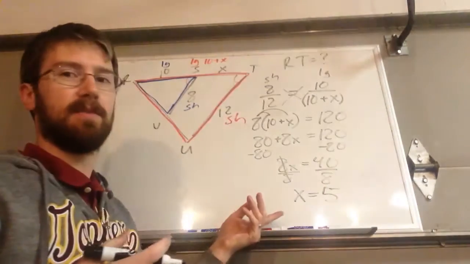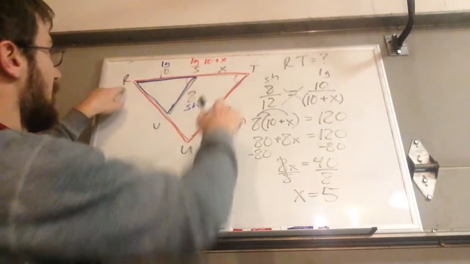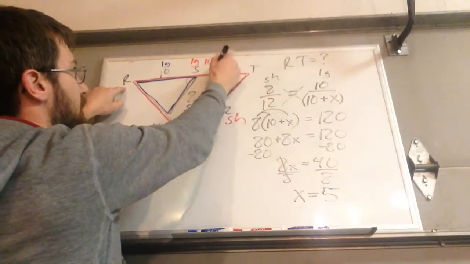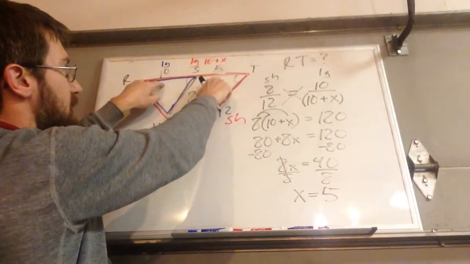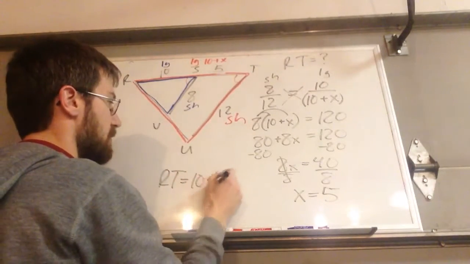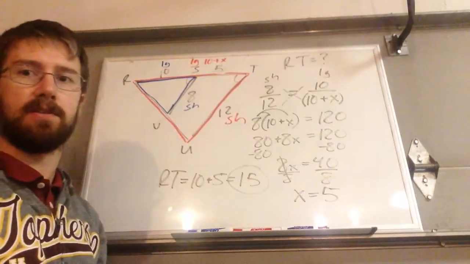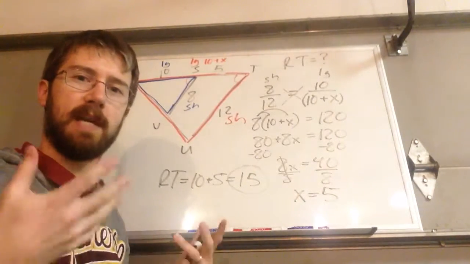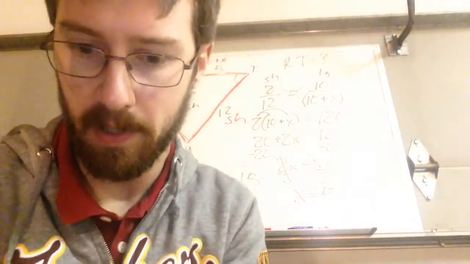No, this doesn't answer the question quite yet because it's asking what is the distance from R to T. If x is equal to 5, then part of RT is 10, part of RT is 5, so RT equals 10 plus 5, which is 15, and that is our final solution. So make sure that you're reading the question so you're actually answering what the question is asking. All right, last one.